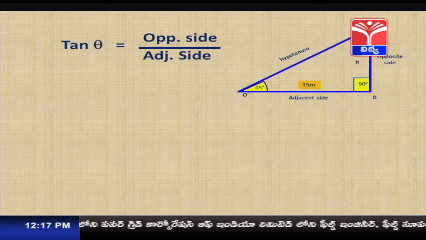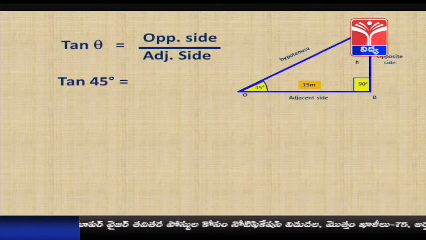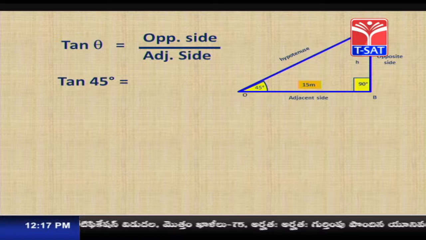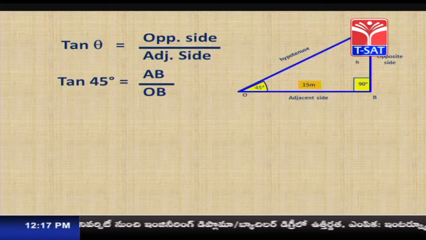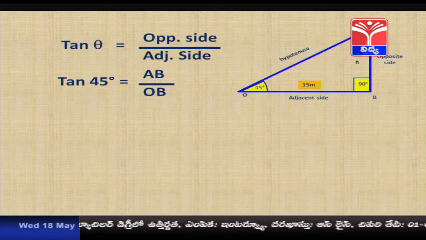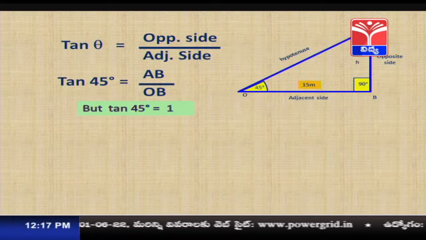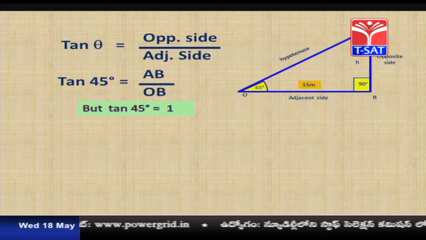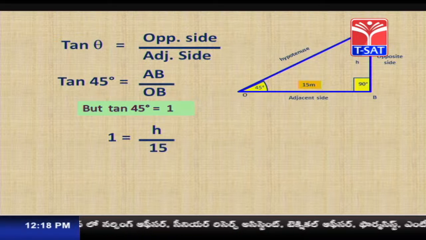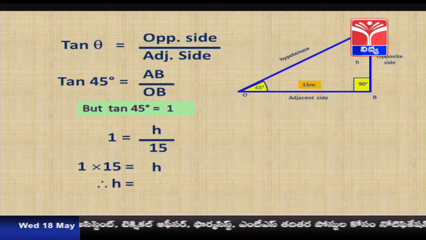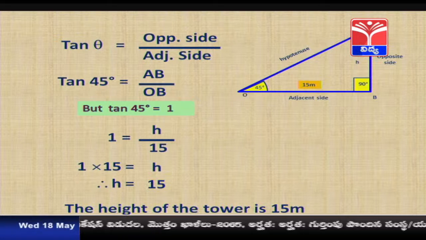Now, theta is how much here? 45 degrees. So I will be taking tan 45 degrees. What is the opposite side here? AB. What is the adjacent side here? OB. So AB by OB. What is the length of AB? It is h. What is the length of OB? 15. So what is the measure of tan 45 degrees? It is 1, isn't it? So tan 45 is equal to 1. I will write on the left hand side 1 is equal to h by 15. If I go for cross multiplication, 1 into 15 is equal to h, or h is equal to 15. That means the height of the tower is 15 meters.